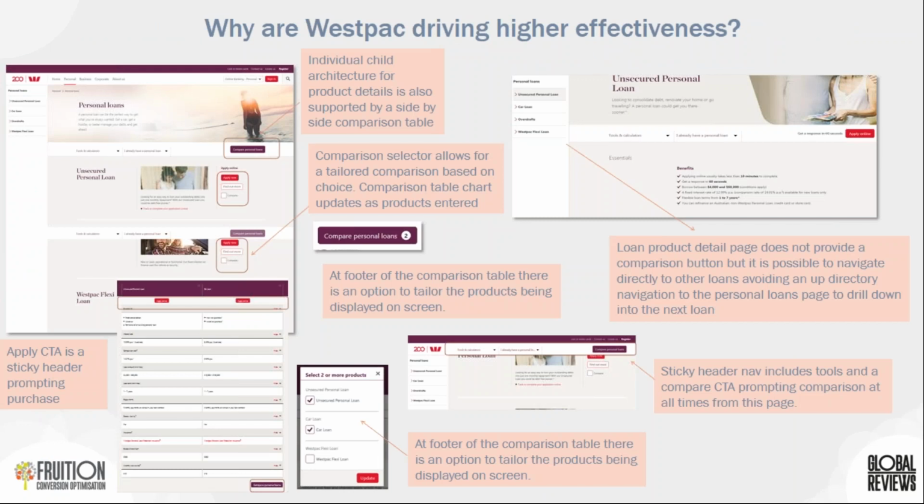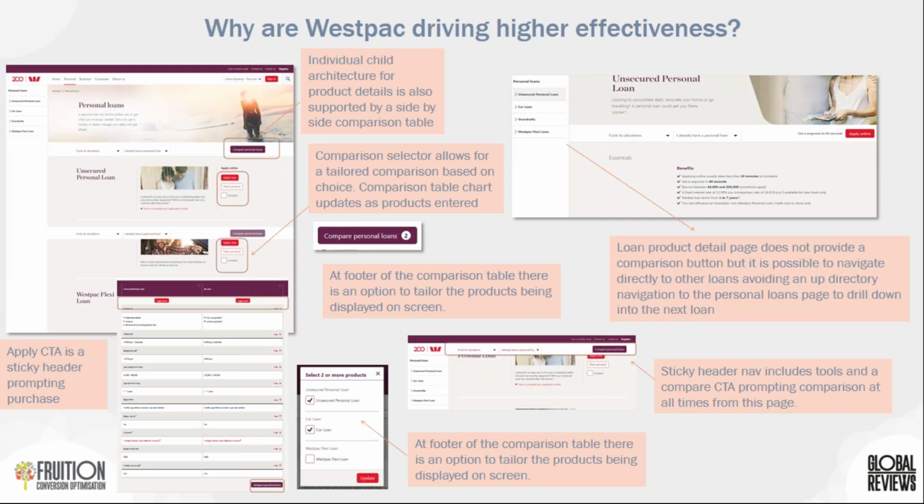And then Westpac, so this is an example of outside the insurance industry. This is the banking industry. Westpac are a bank in Australia. So they have really high effectiveness scores. So we can see that individual product details are also supported by this side-by-side comparison table. It allows for tailored comparison based on the choice. And then we can see that the apply call to action is a sticky header prompting purchase, so it always follows me around. And then at the footer of the table comparison, there's an option to tailor the products being displayed on the screen.